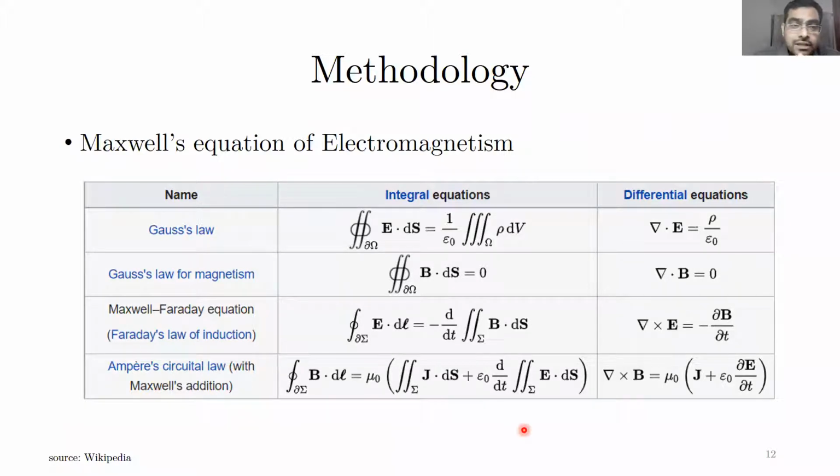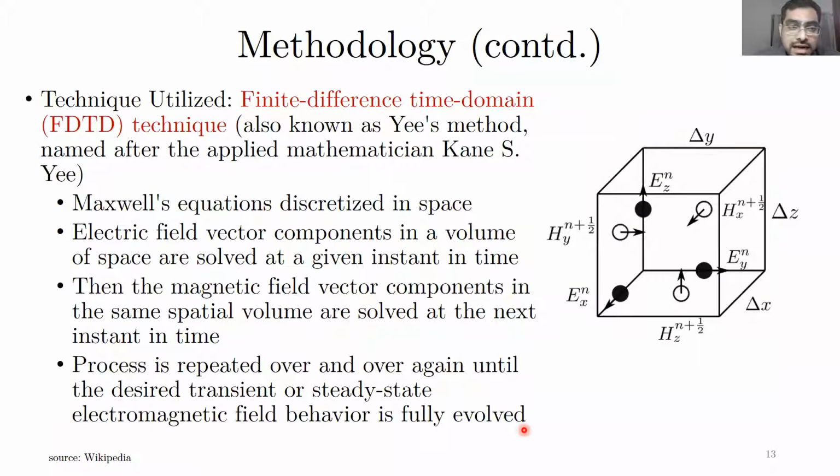And one of the very widely used techniques is the finite difference time domain analysis technique, which is also called the Yee method, after the applied mathematician who proposed and presented this idea. In this technique, you solve the differential equation as a function of space and time. So you discretize the space in very small volumes, and in those small volumes, you calculate the electric field and the magnetic field at a specific time, and then you move on to the next time.